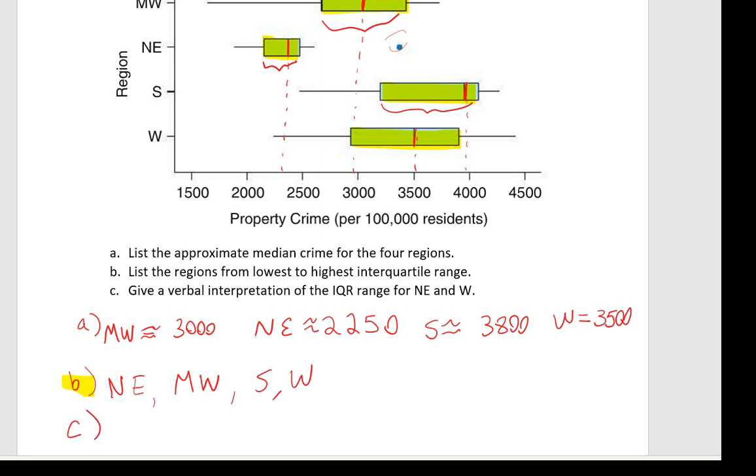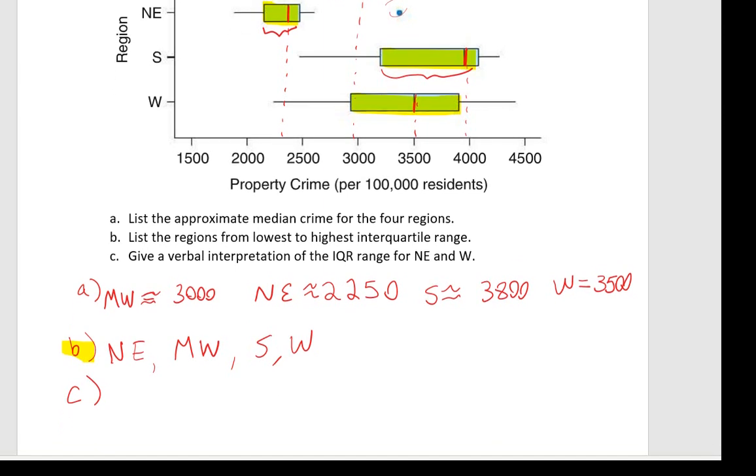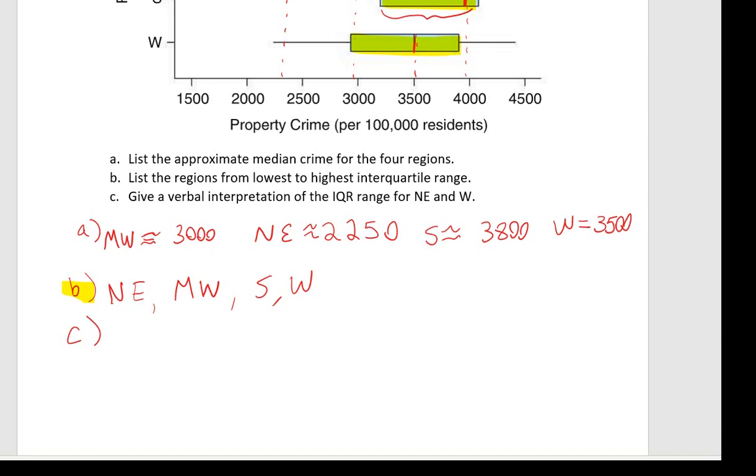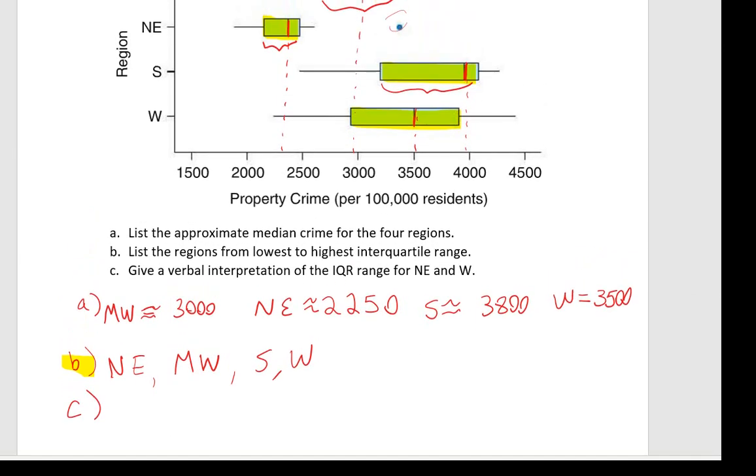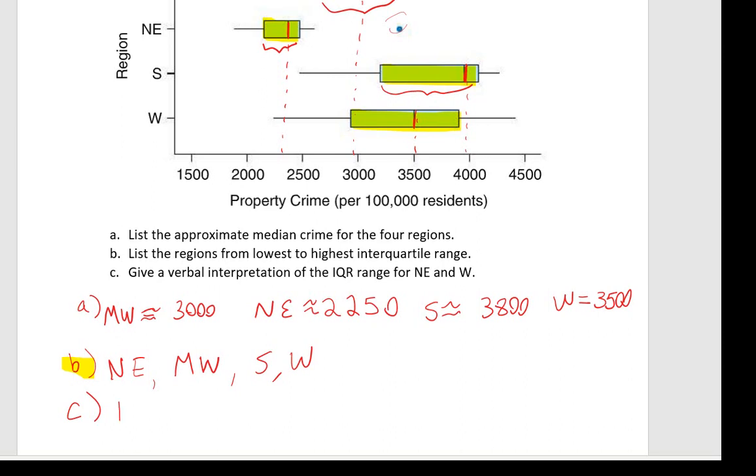Now, if we were to give a verbal interpretation of the IQR for Northeast and West, we're going to do it comparatively. So the Northeast has a smaller interquartile range than the West. So what we would say is that the Northeast has a smaller variation in the rate of crime than the West. So we're not saying that it has a lower crime rate, even though it does. We're saying it has less variation in the amount of crime that we see in the Northeast.